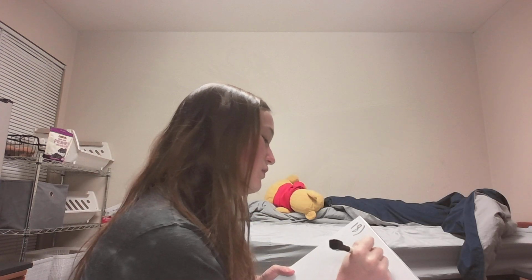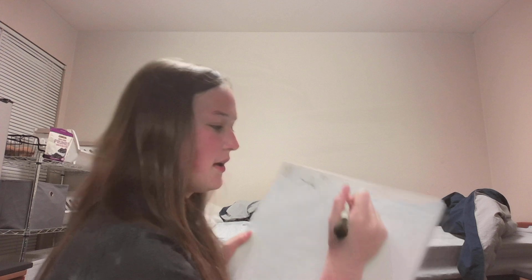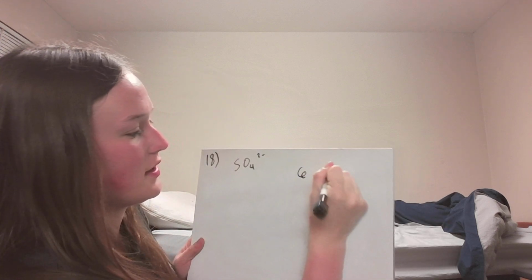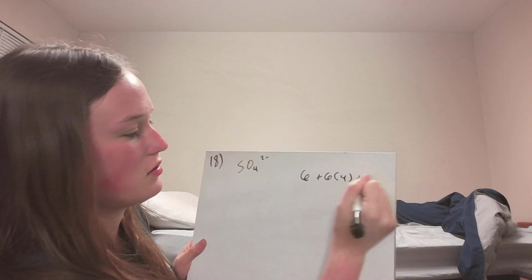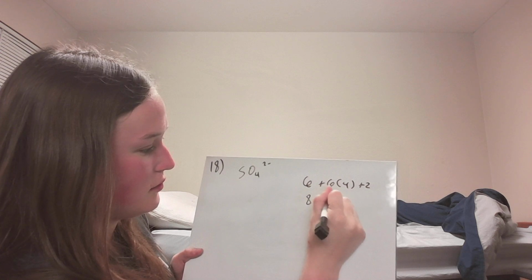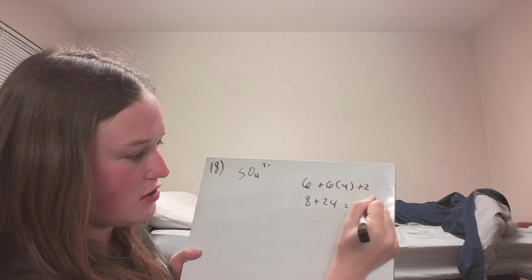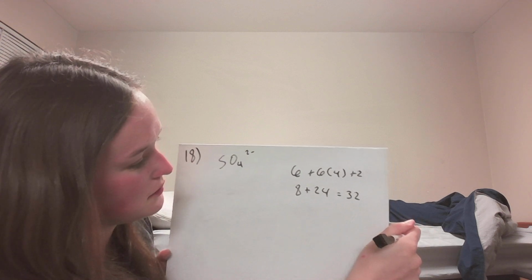So we're down to our last one, which we know is the answer because we can look at the question. So anyway, SO4 2-. We're going to have the number of valence electrons. It's going to be 6 plus 6 times 4 plus 2. So 8 plus 24, 32. Pretty sure. I can do that in my head.